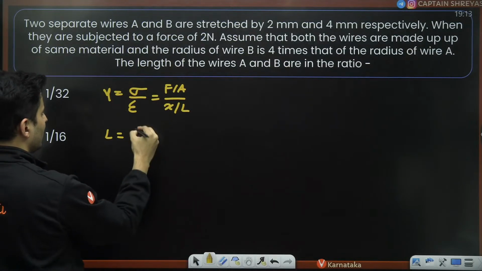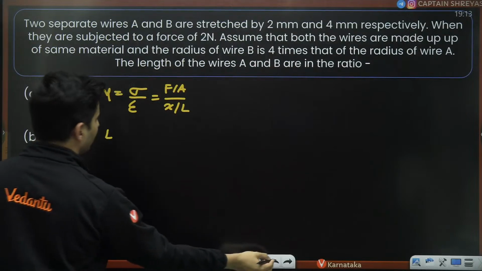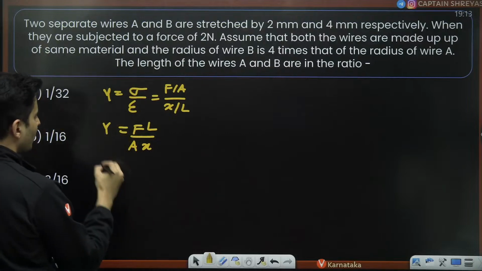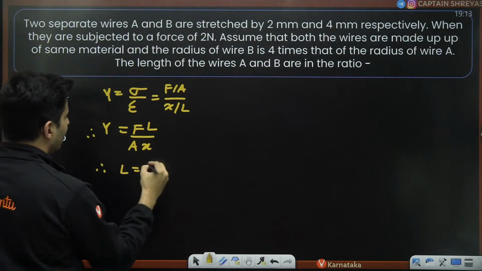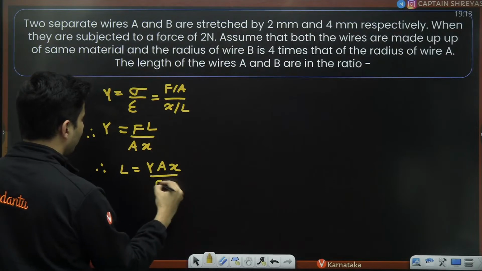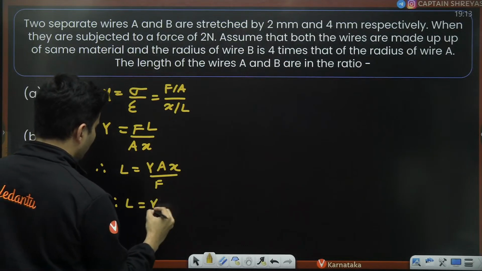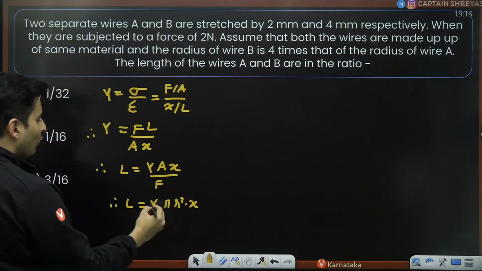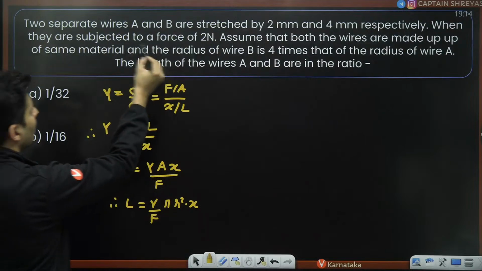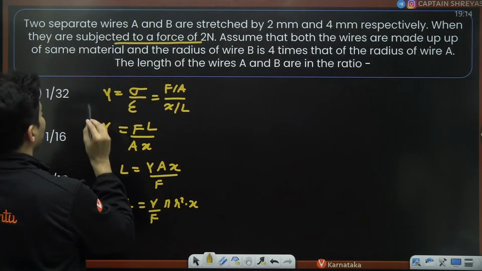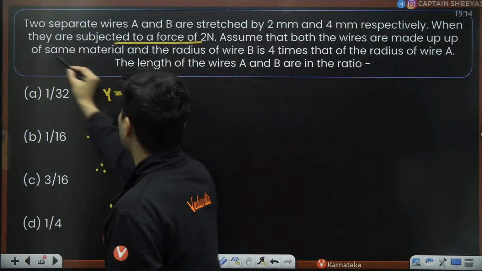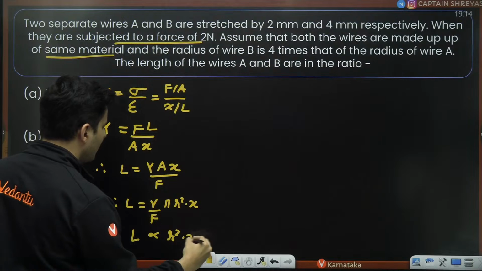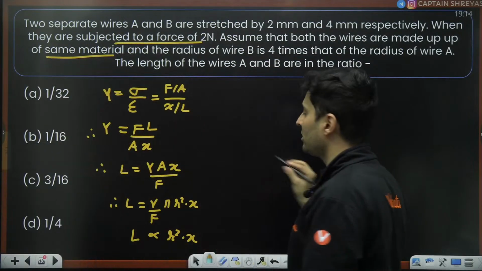So I want the length. If you don't understand this, no problem. We'll write it like this. Simply F by A, X over here, L over here. Therefore, I want to find the length. So length will be YAX divided by force. Force is same. Area is pi r square, that is X. Y, pi and F are same. Why? Because the same force is there. Young's modulus is same because they are made of same material. Pi is a constant, so therefore length is proportional to r square and x. Length is proportional to r square and x.